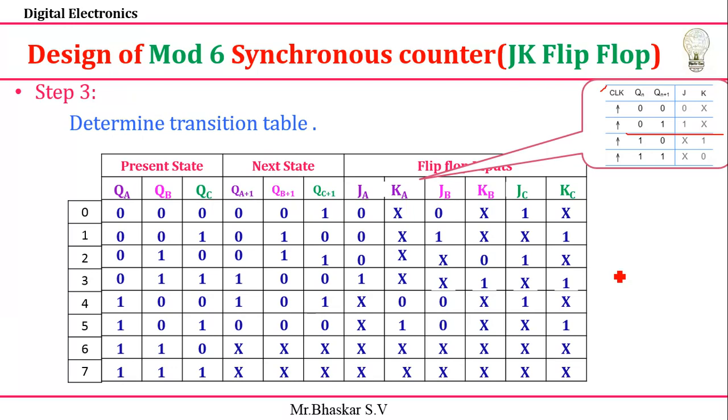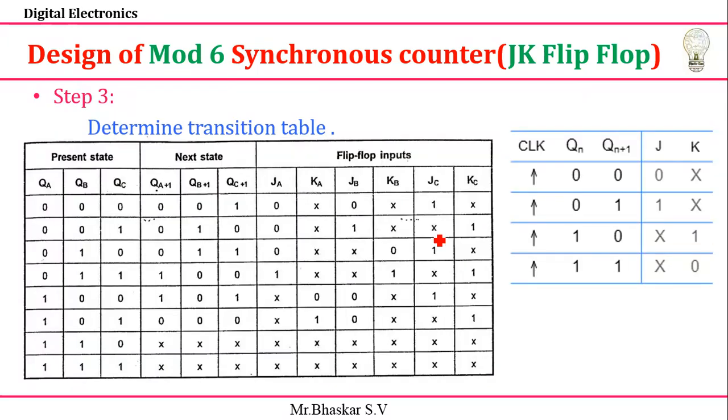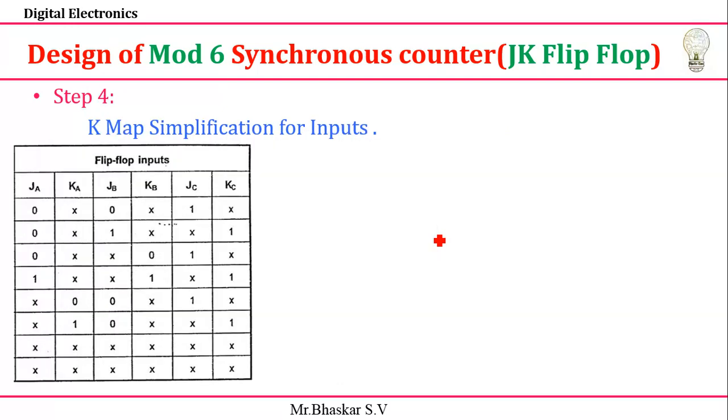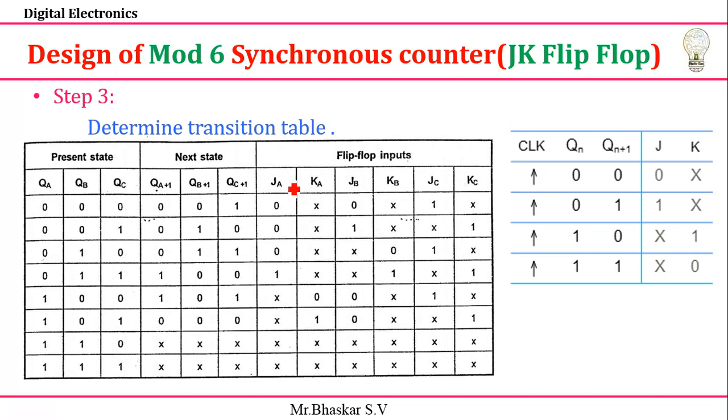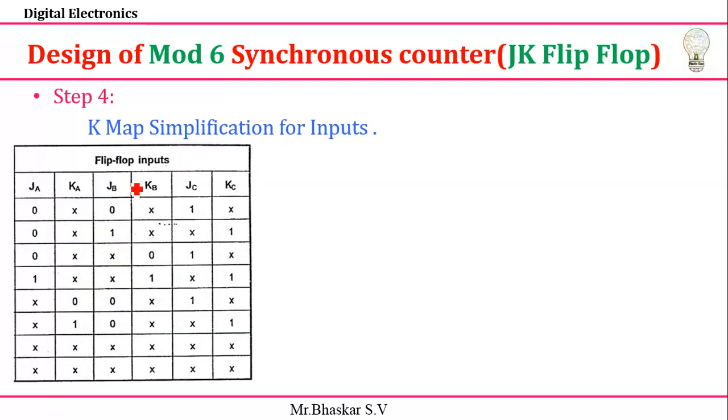It's clear. Once you fill these values, next I can design using K-map simplification. Using K-map, you simplify that and we can easily design the circuits. Let's check it out. This is the table I'm getting, so this is a transition table. Once you have it, first I'm going to design. This is the final table, the flip-flop inputs table. The inputs are QA, QB, QC, and QA plus 1, QB plus 1, QC plus 1. Actually, now the inputs are QA, QB and QC.